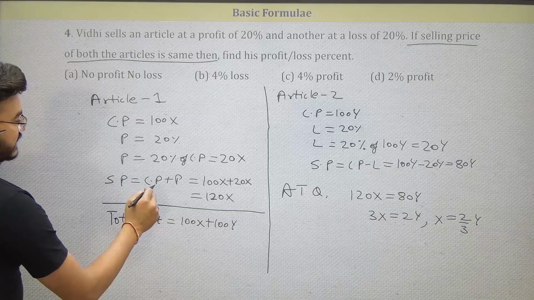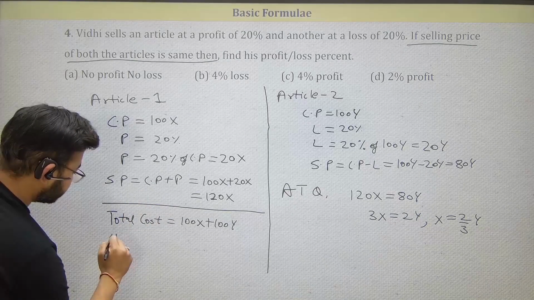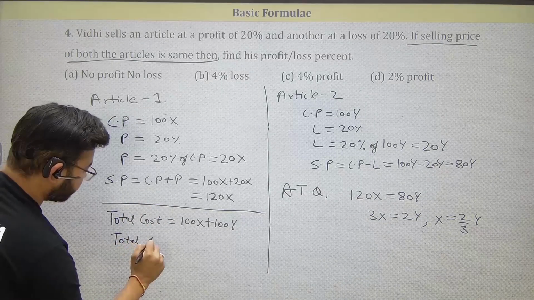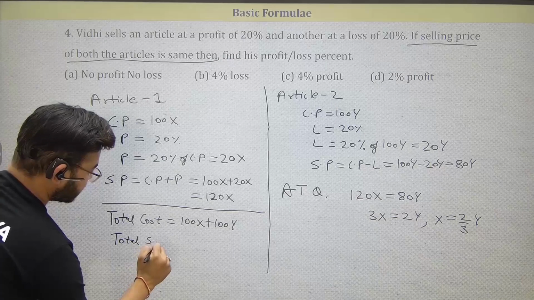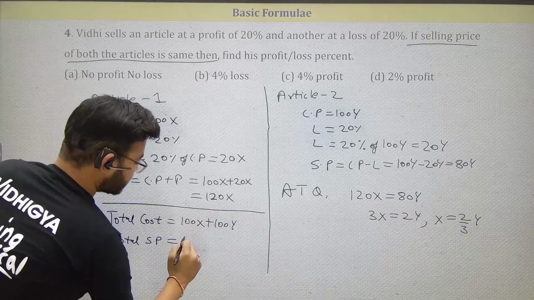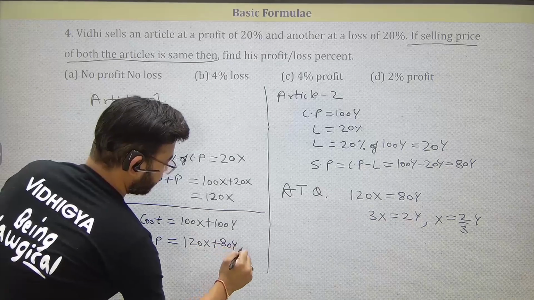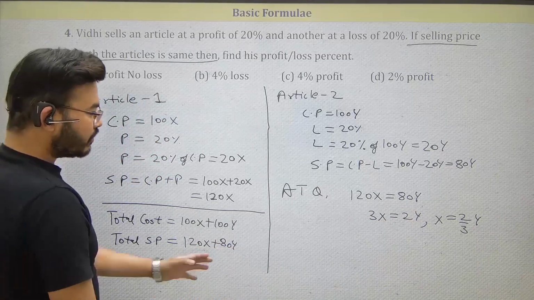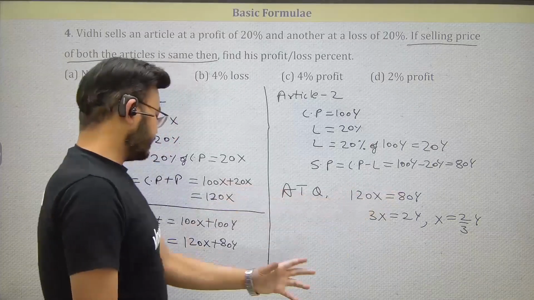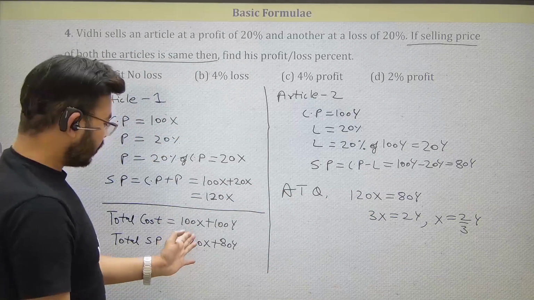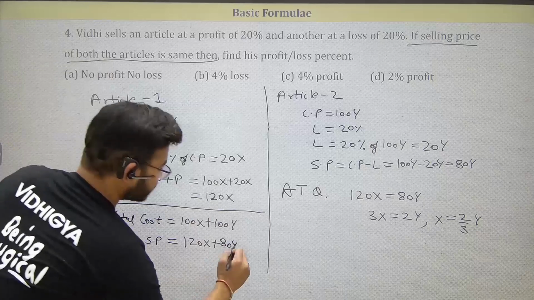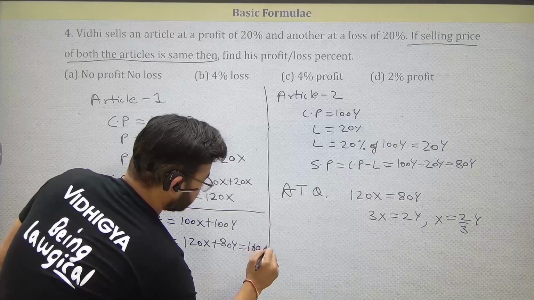Total selling price will be 120x plus 80y. Or 120x is equal to 80y. So you can substitute the value of 120x in terms of 80y. So it becomes 160y.